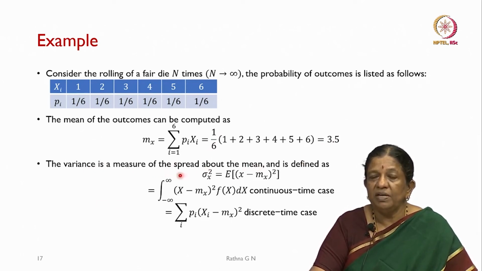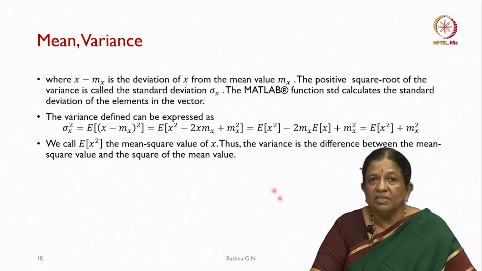And the variance, the measure of spread about the mean, is defined as sigma x squared, which is equal to expected value of x minus mx whole squared. By substituting, it is the integral from minus infinity to infinity of x minus mx whole squared into f of x dx for the continuous time case, and it is going to be the sum of pi times xi minus mx whole squared for the discrete time case. So, these are the mean and the variance we will be defining. x minus mx is the deviation of x from the mean value mx.